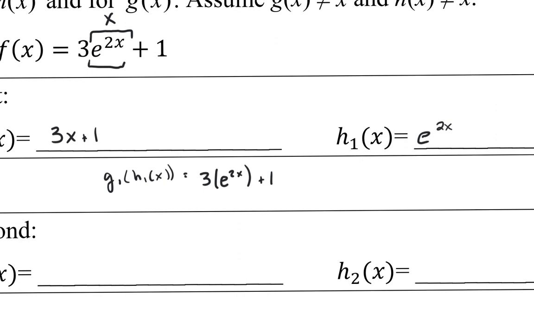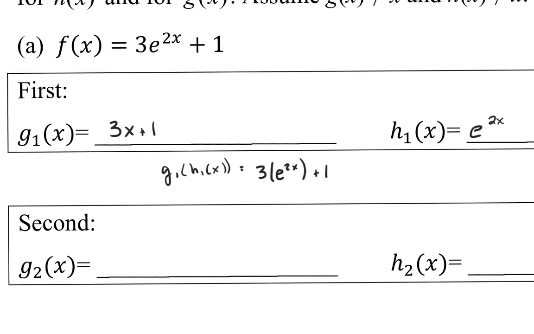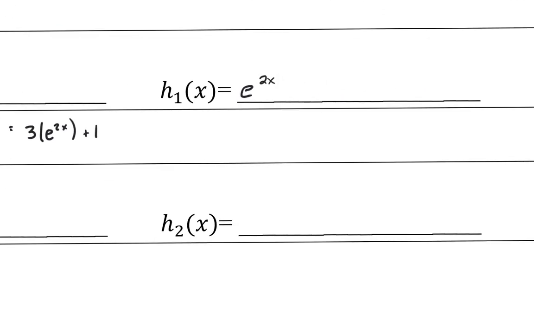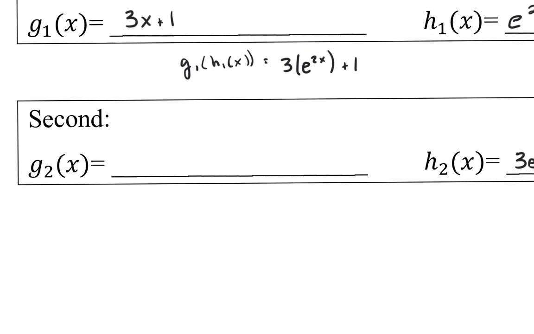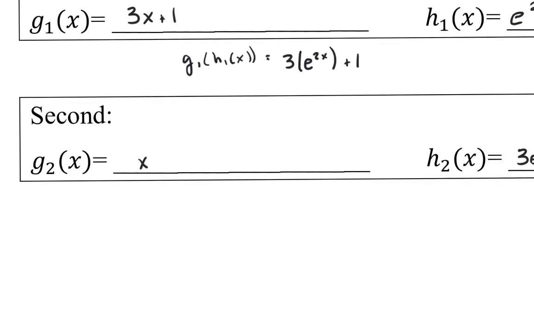Now, next, we want to look at a different way. What if we wrote this a different way? What I'm going to do here is say, okay, let's just take the whole thing as h of x. Say let h2 of x be 3e to the 2x. Now again, like we did earlier, because h of x is all right here, I'm going to put in x, and g2 of x will be x plus 1.